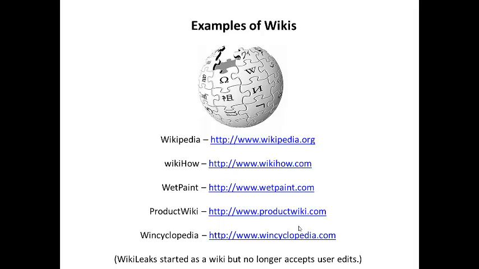The content online isn't limited to a finite set of print pages. A curious person can find detailed information online for just about anything. In addition to Wikipedia, some other wikis include WikiHow, WetPaint, Product Wiki, and Wincyclopedia. WikiLeaks, which you've probably heard about in the news, started out as a wiki, but it no longer accepts user edits, so it's wiki in name only.